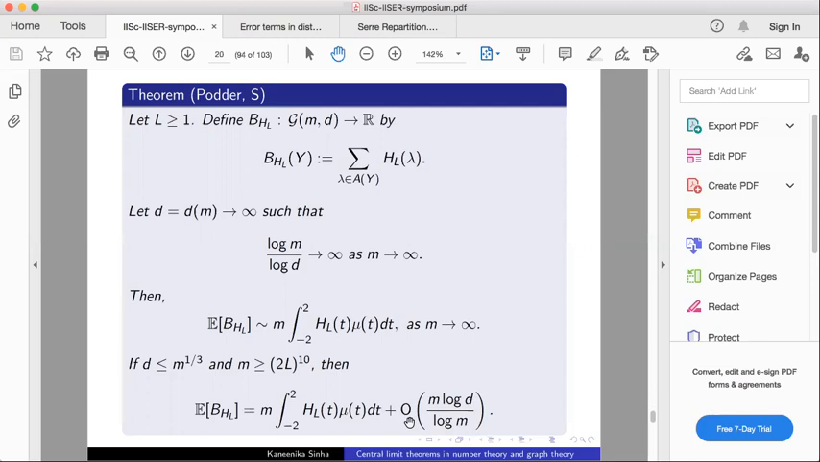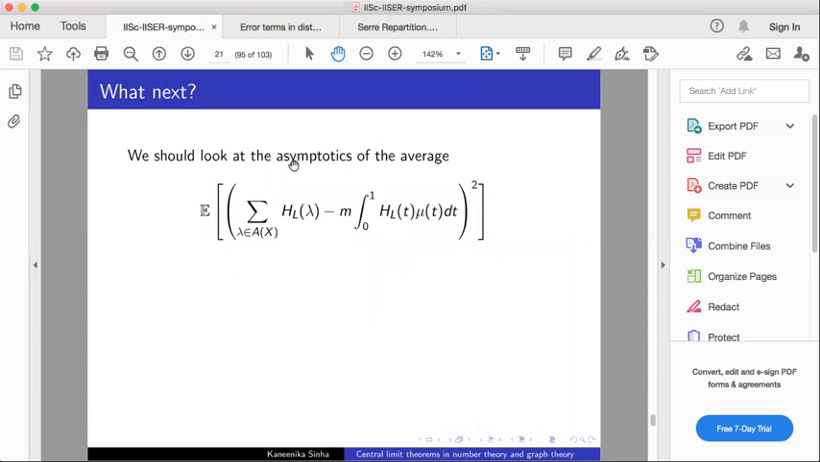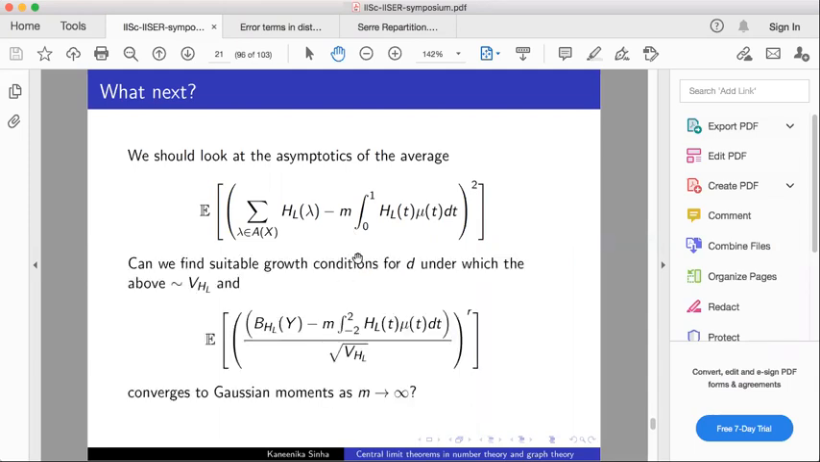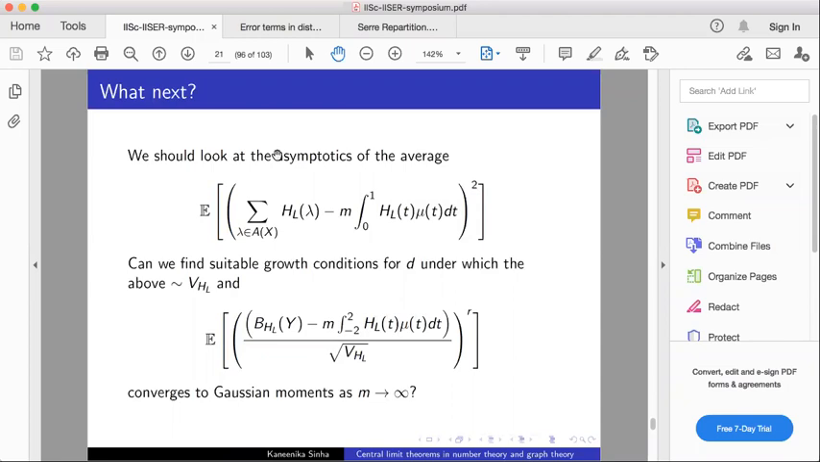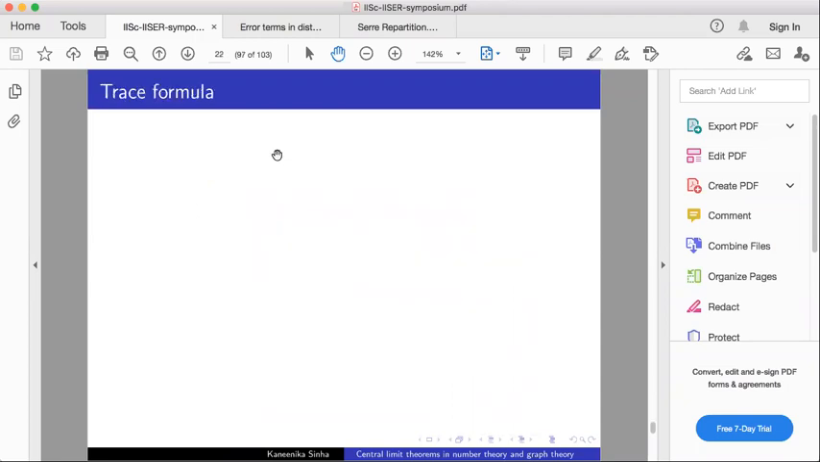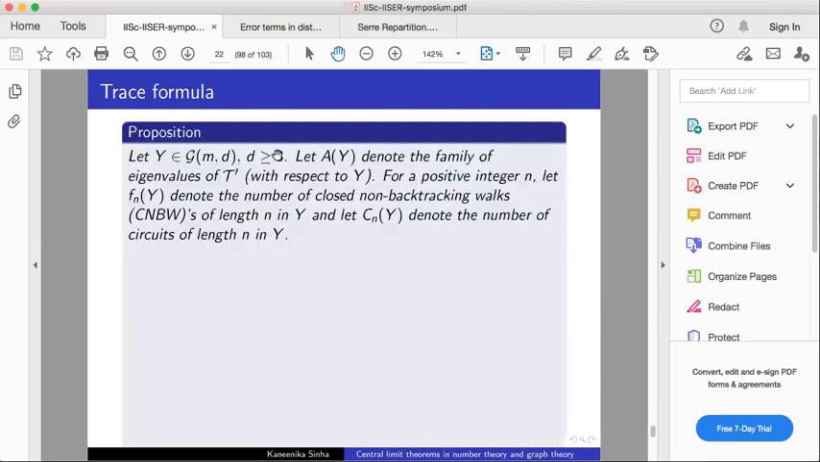So what next? Now this is work in progress. We are now looking at variance in these calculations, and we want to know if we can find suitable growth conditions for D, under which we can in fact find a central limit theorem for these random variables. I'm running out of time, so I will just briefly mention the main tool that goes into the study of the distribution of eigenvalues.